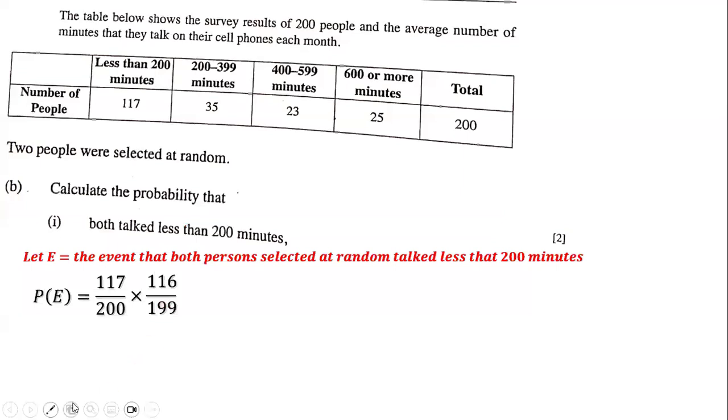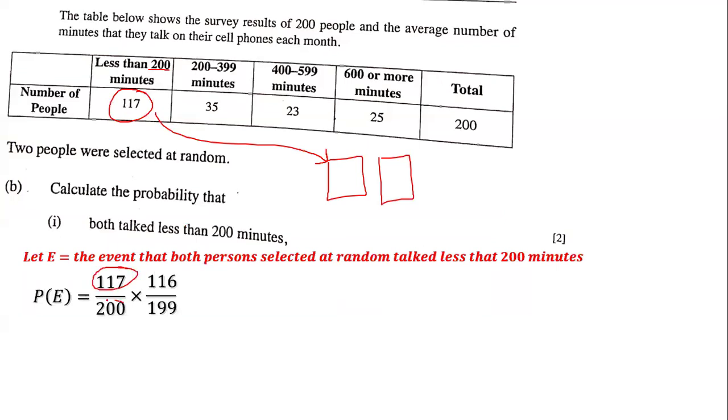Now, how do we get that? Well, it says the probability that both talk less than 200 minutes. Now we have to select two people. The first one is going to come from the people who talk for less than 200 minutes. There are 117 people who talked for less than 200 minutes, and that's why we have 117 here. And there are a total of 200 people, and that's why we have 200 here at the bottom.